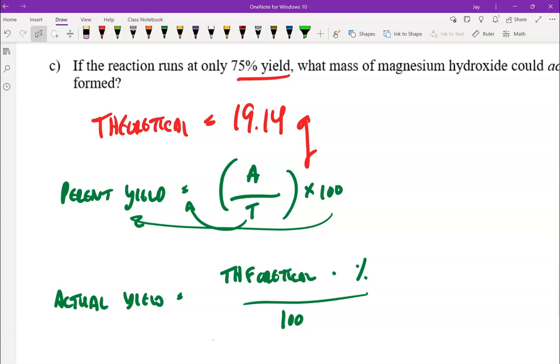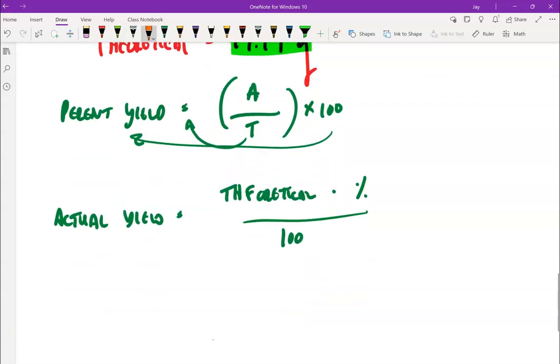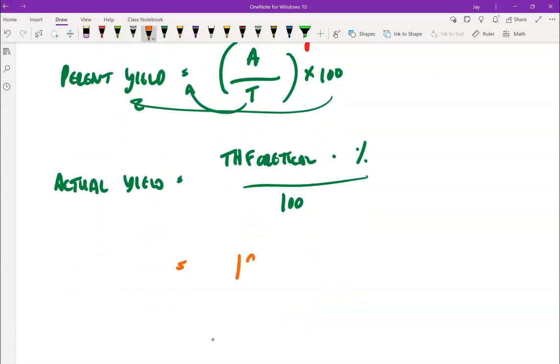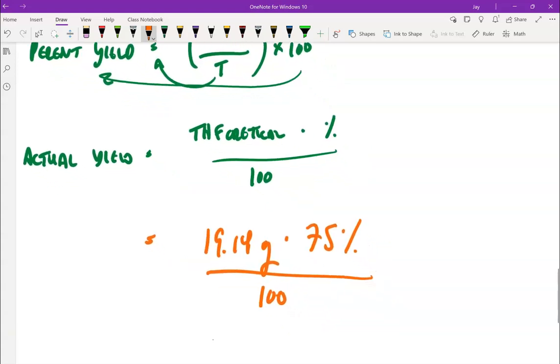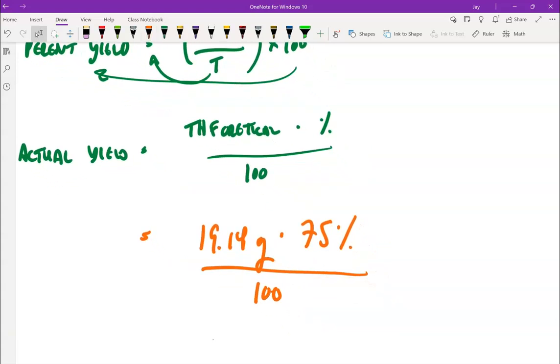Well, what do we know about this problem? We know that it runs at 75%, and we're only theoretically going to get 19.14 grams. So what mass are we thinking we're actually going to get? Our theoretical yield is 19.14 grams. We're only getting 75% of that. Here is my answer, 19.14 times 75 divided by 100 is 14.36 grams. And that's all you do.